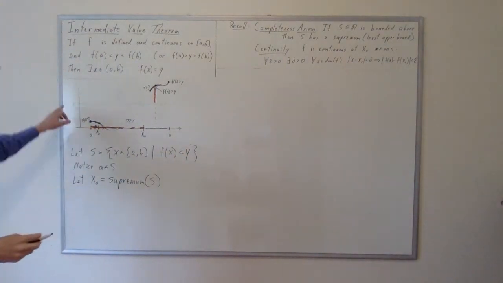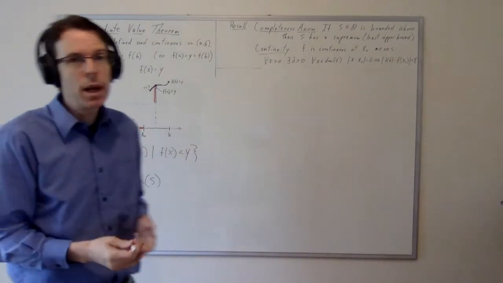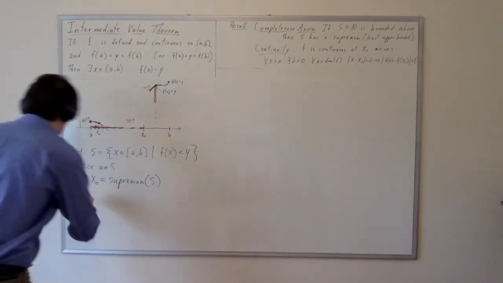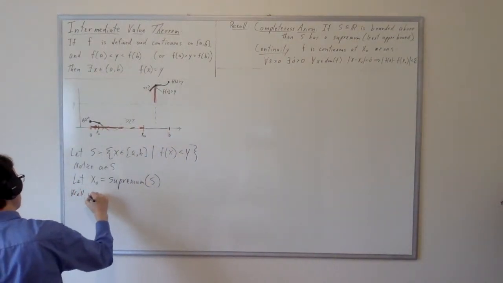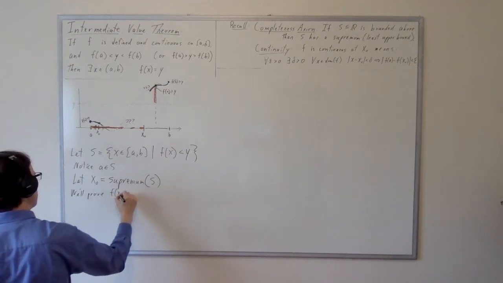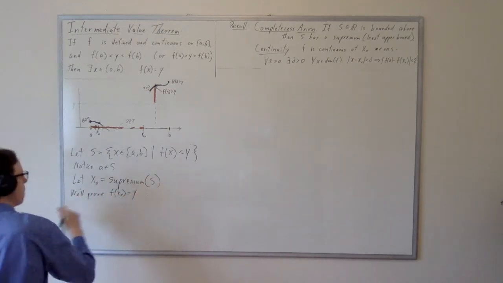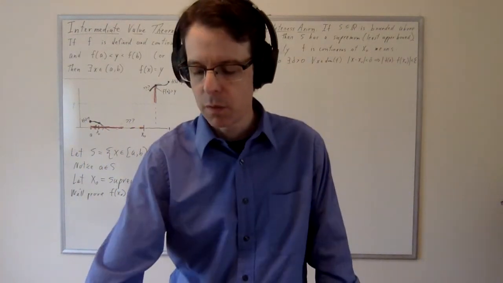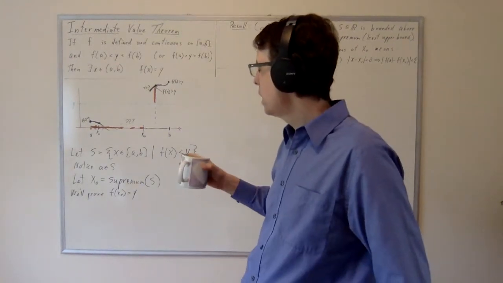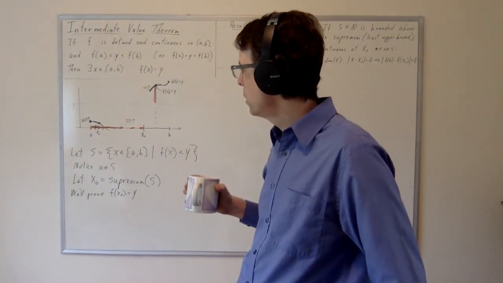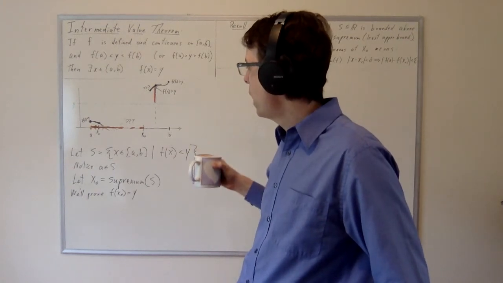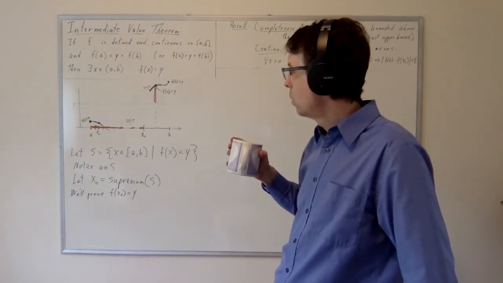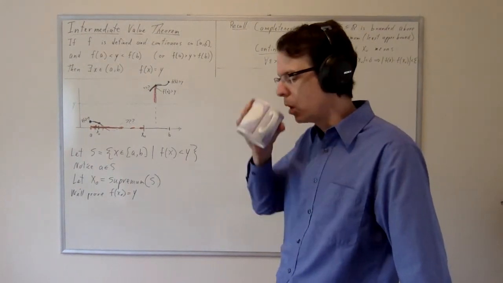Now, we suspect that f of x naught is going to be equal to y, but it might not be, and so let's not take that for granted. But let's claim it so that we know where we're going with this. So we'll prove that f of x naught is equal to y. Now, before we prove that, I want to prove that x naught is a funny kind of point. Points slightly to the left of x naught will be in the set S, and therefore they will have values too small. And points slightly to the right of x naught will not be in S, and so they will have values too large.